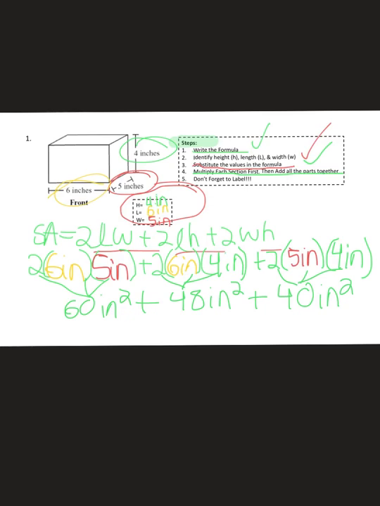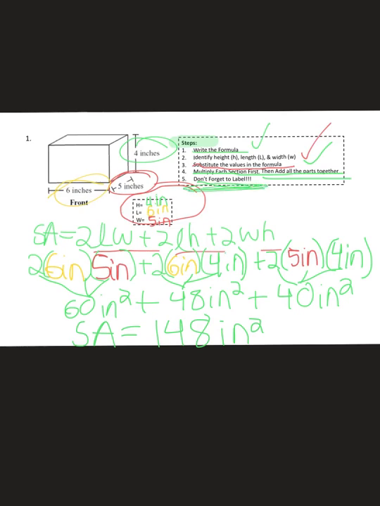And then it said the last thing is to add all the parts together. We're just going to add all of those parts together. So what's 60 plus 48 plus 40? Plug that all into your calculator, and your final answer should be 148 inches squared.